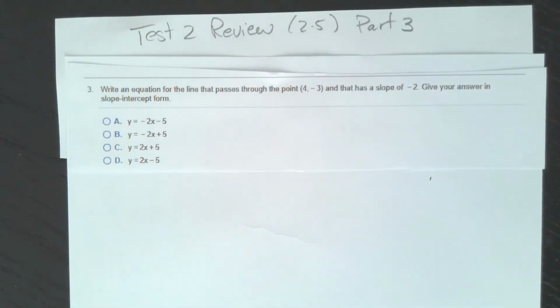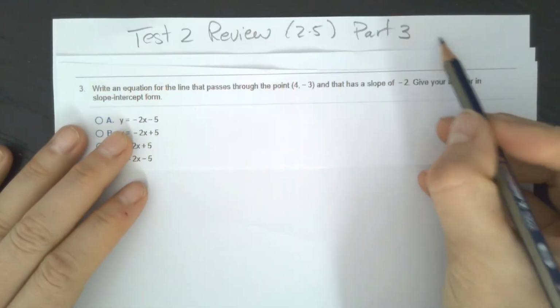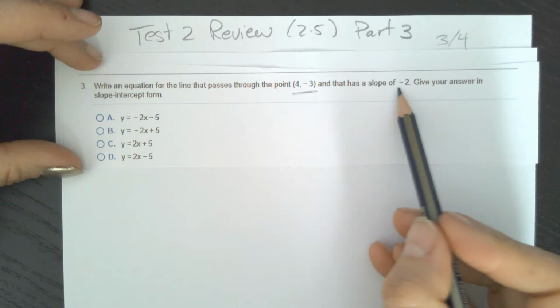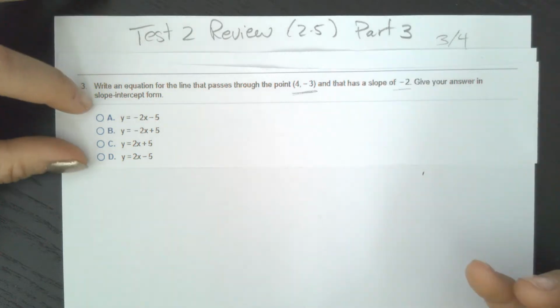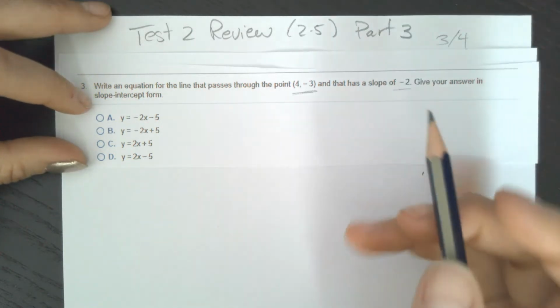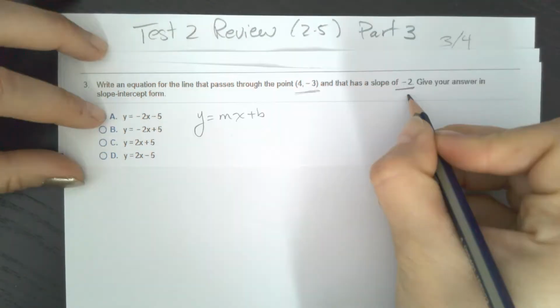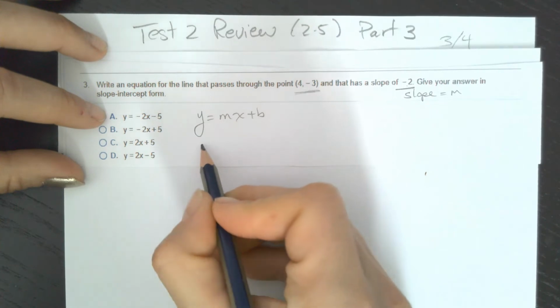We're doing the review for test 2, part 3, and we're going to do questions 3 and 4. It says write an equation for the line that passes through a point with a slope of -2 and put it in slope-intercept form. There are different ways to do this, but the easiest way is, what's your favorite equation? y = mx + b, where m is the slope. So I can put this into my equation.